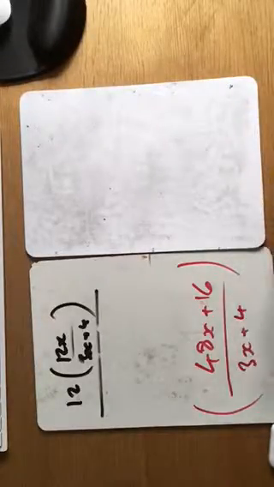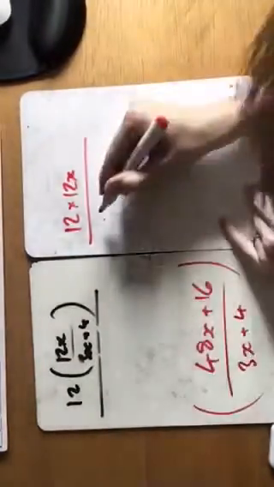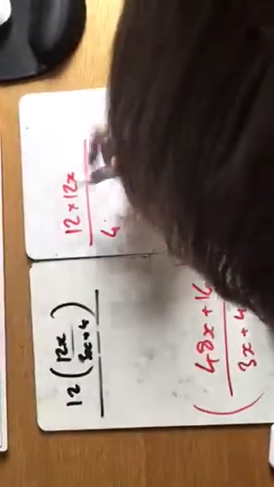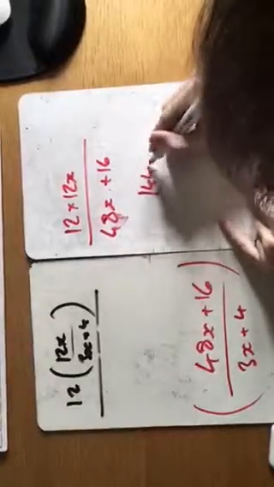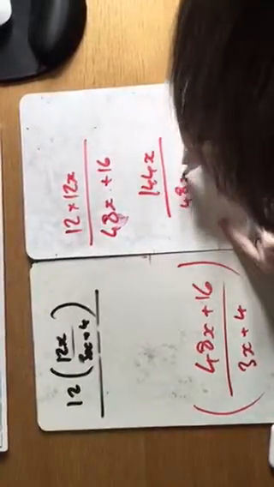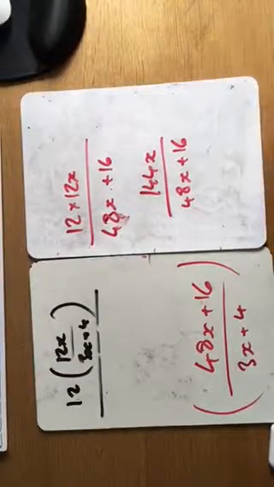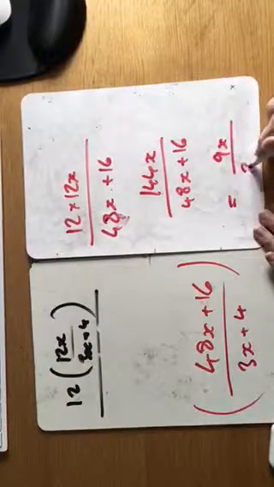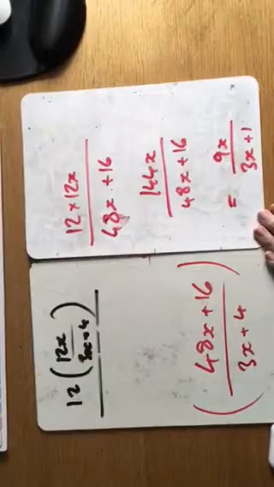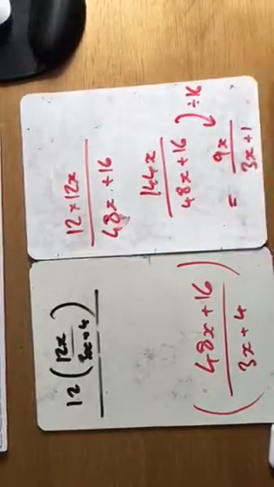And what we're left with, therefore, is from the top line, 12 times 12x. And on the bottom line, we've still got 48x plus 16, which overall is 144x over 48x plus 16. And everything there is in the 16 times table. So if we divide everything by 16, we get 9x over 3x plus 1. That's just simplifying that bit by dividing everything by 16.